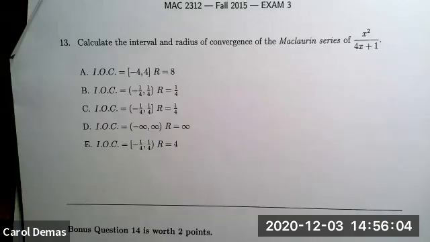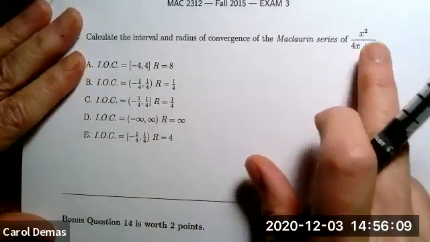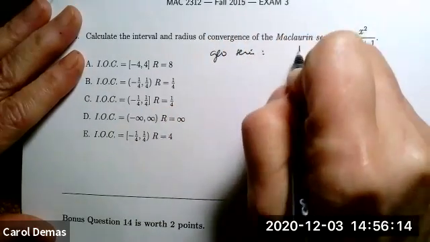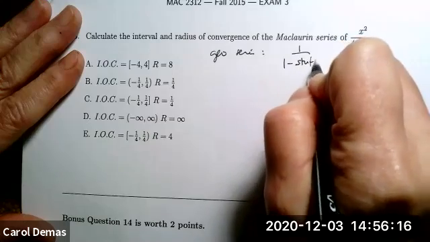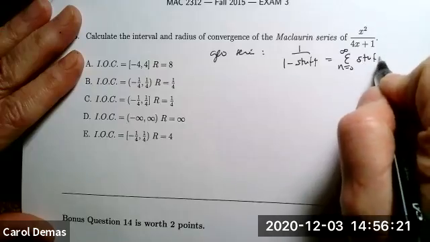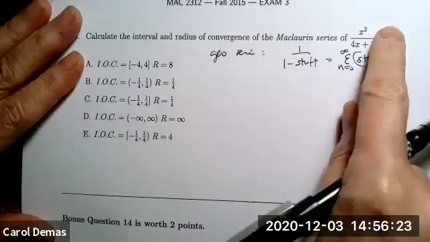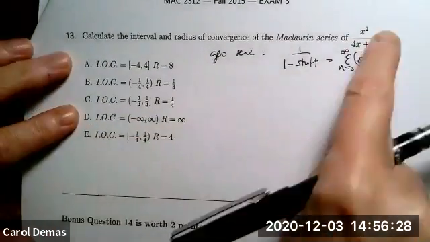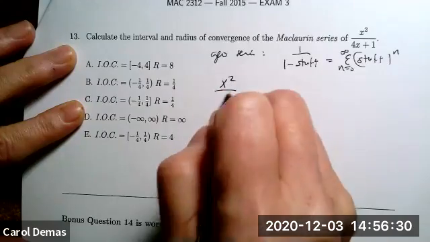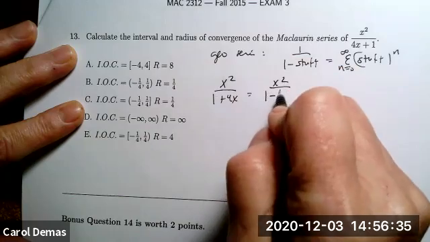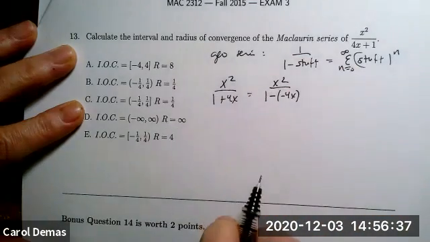Find the representation in the series and then do the ratio test. Right, and we can find this using geometric series. When we have 1 over 1 minus stuff, it is the sum n equals 0 to infinity of stuff to the power n. So we want to make it look like that. So we have to do some manipulations here. I'm going to write x squared over 1 plus 4x as x squared over 1 minus -4x.